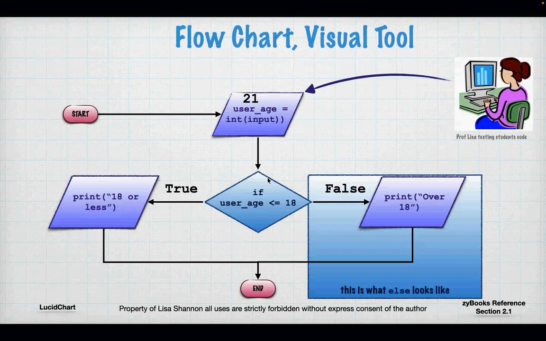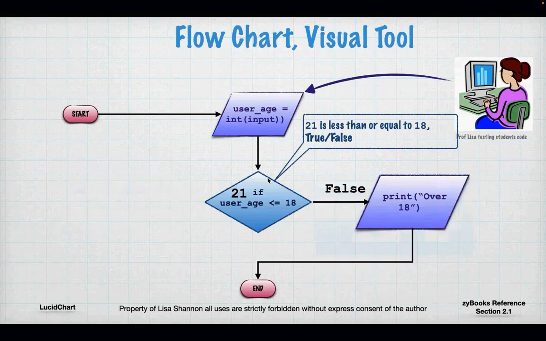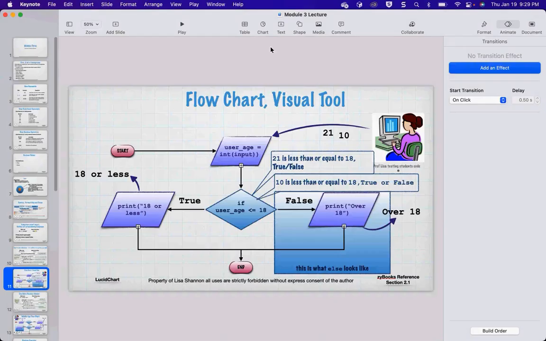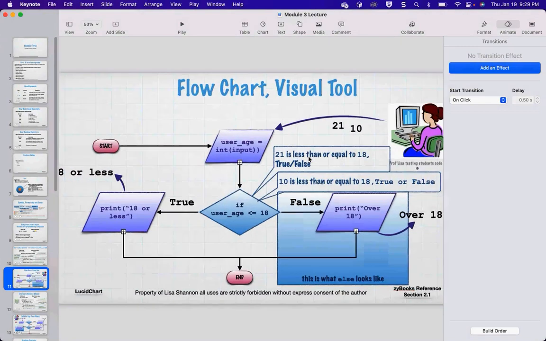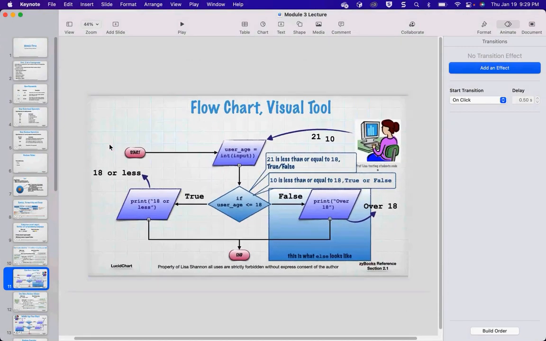So what do I have here in my flowchart? I have my user age. I've just put in 21. I have a diamond. That diamond represents, in a flowchart, a decision. And the decision will be user age less than or equal to 18. If it's true, hold on, let me redo this because it's just going too fast.